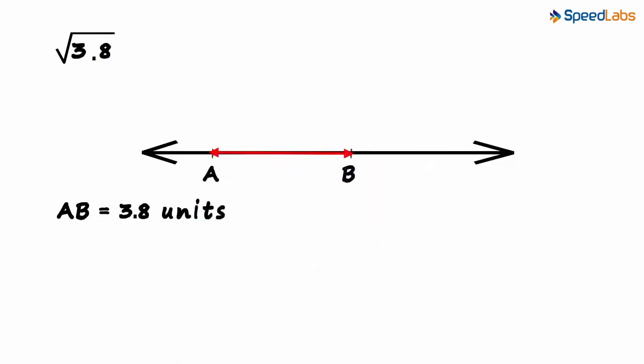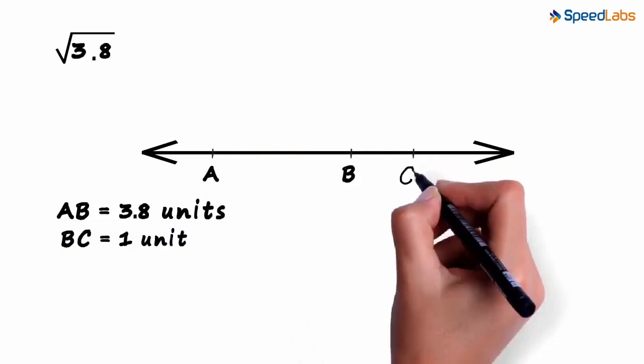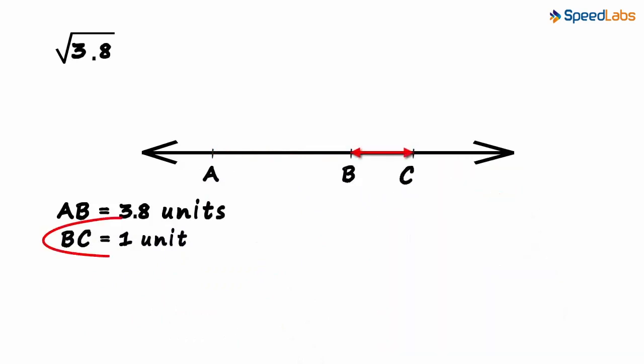In the next step, we extend AB to C such that BC is 1 unit. So we mark point C here such that BC is 1 unit. Remember, AB is 3.8 and BC is 1 unit. I'm not writing the lengths here as there will be more points on the axis and the lengths will just create more confusion. To refer to the lengths, please look at the solution. For now, you should know that AB is 3.8 units and BC is 1 unit.